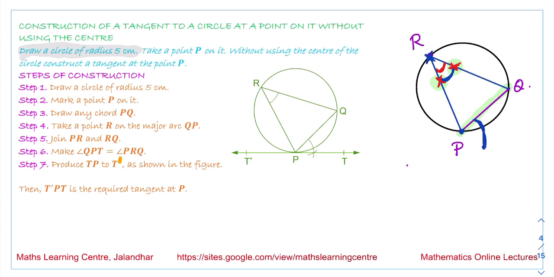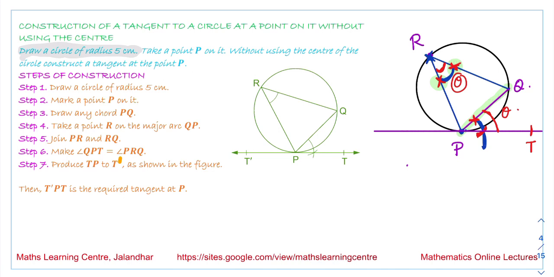With this same length, we keep the compass at this point and mark the point over here. Now if we join these 2 points, we obtain a straight line over here. And what we have obtained is, if this angle is theta, then this angle over here is also equal to theta.